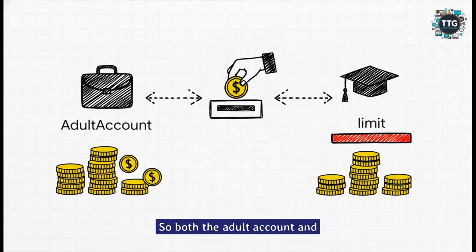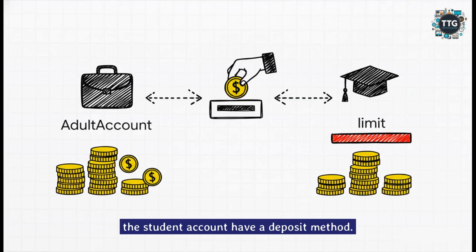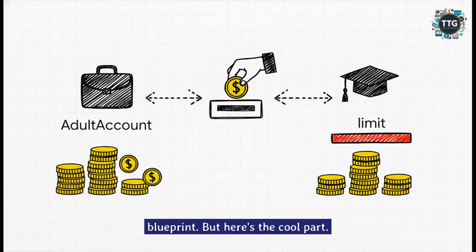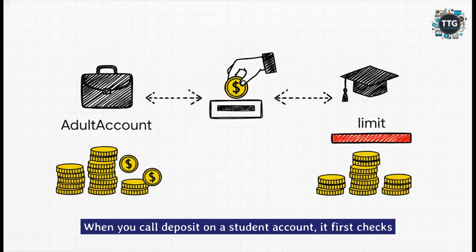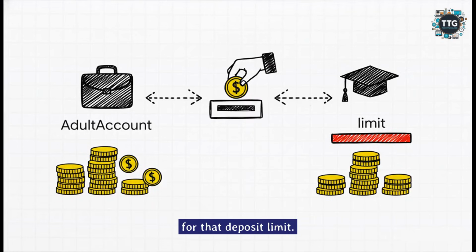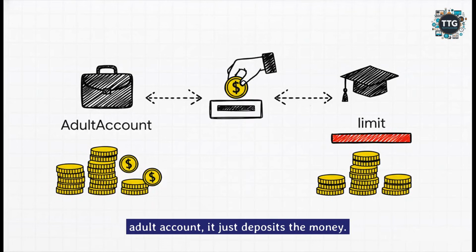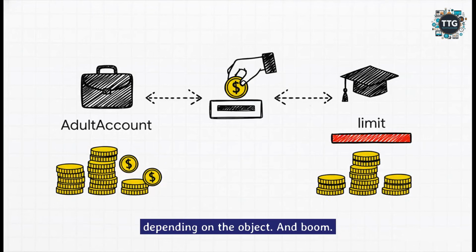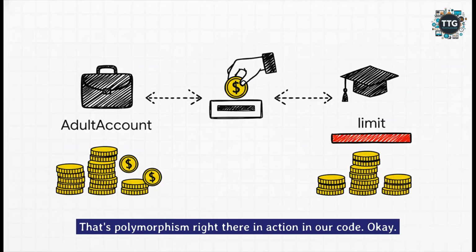Okay, so both the adult account and the student account have a deposit method. They both inherited that ability from the account base blueprint. But here's the cool part. When you call deposit on a student account, it first checks for that deposit limit. When you call it on the adult account, it just deposits the money. It's the same method name, but it does two different things depending on the object. And boom, that's polymorphism right there in action in our code.